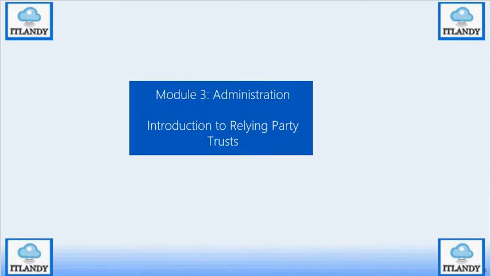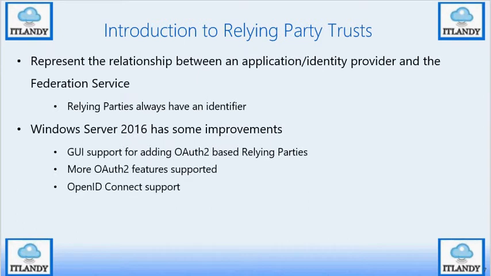Next is how we can configure the relaying parties. Later on we will cover the support for OAuth2 and OpenID Connect. I think that will be the next module. But with relaying party trust, or you will see it as an RP, or RPT, it represents the relationship between an application and identity provider and the federation service. Relaying parties always have an identifier.